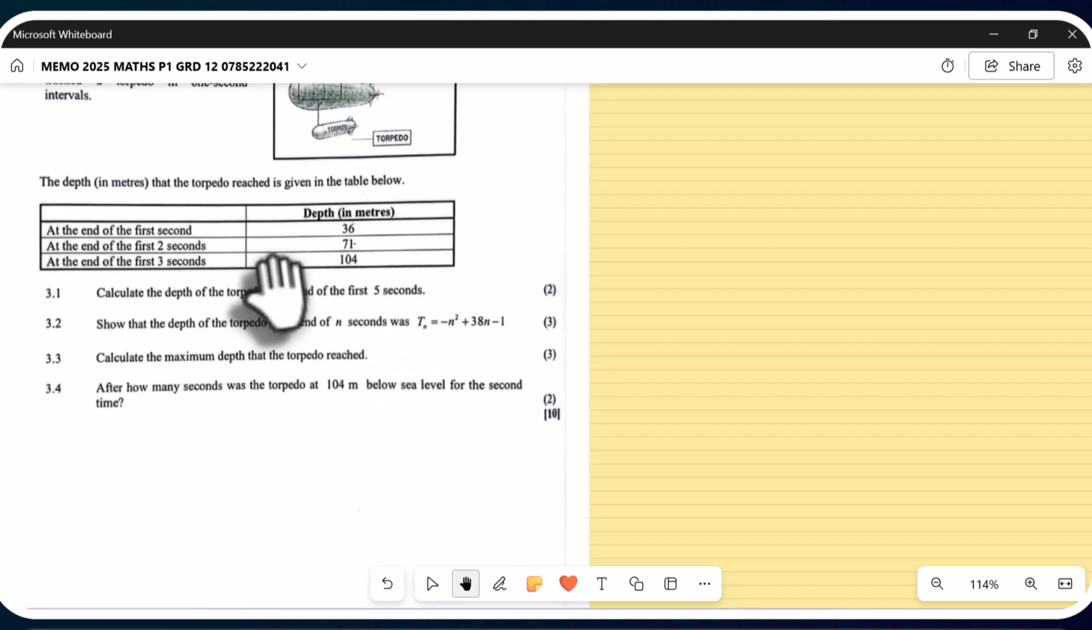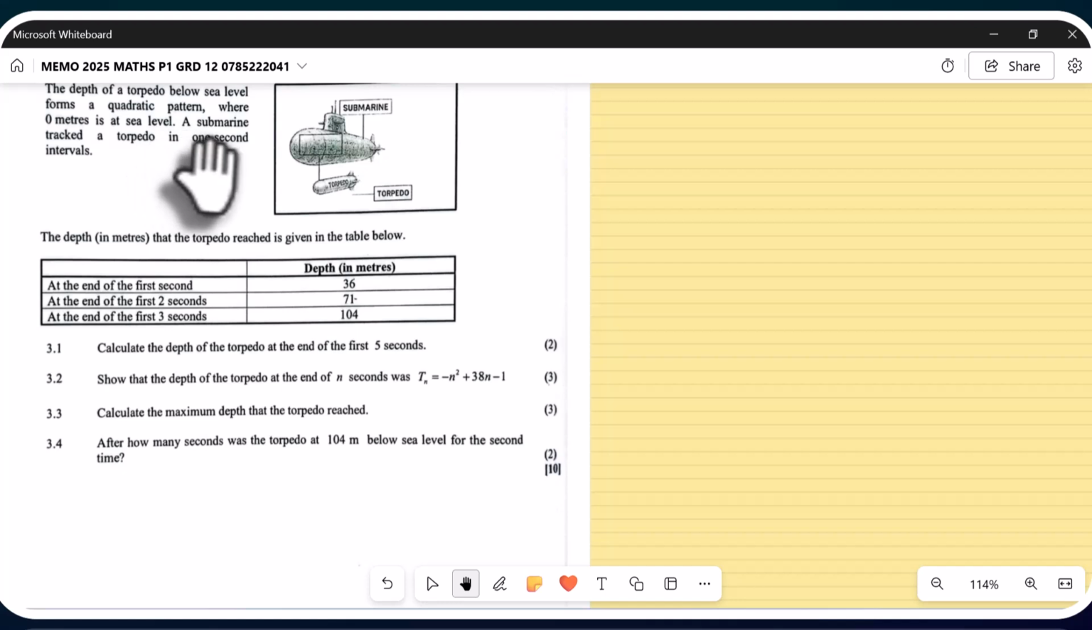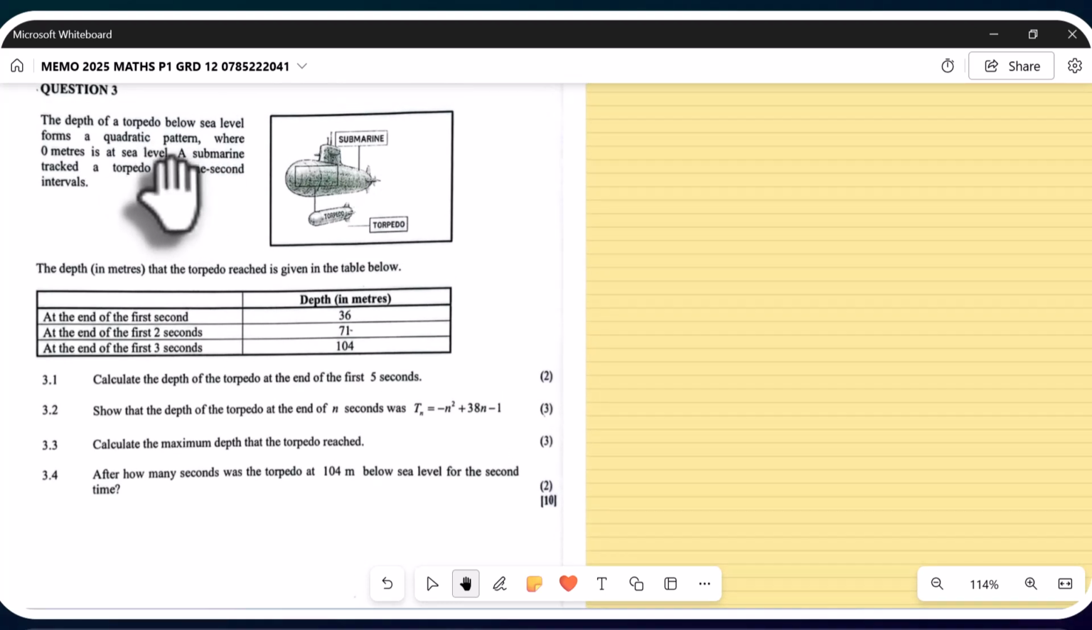Now they said it is quadratic. It forms a quadratic pattern here. They're telling us that we are going to have a second constant difference. So, let us see what they want here. Question 3.1. By the end of the first second, you can see this is our T1 here, and then T2 of the second, then T3 end of the third second. You can also say T4 and T5.